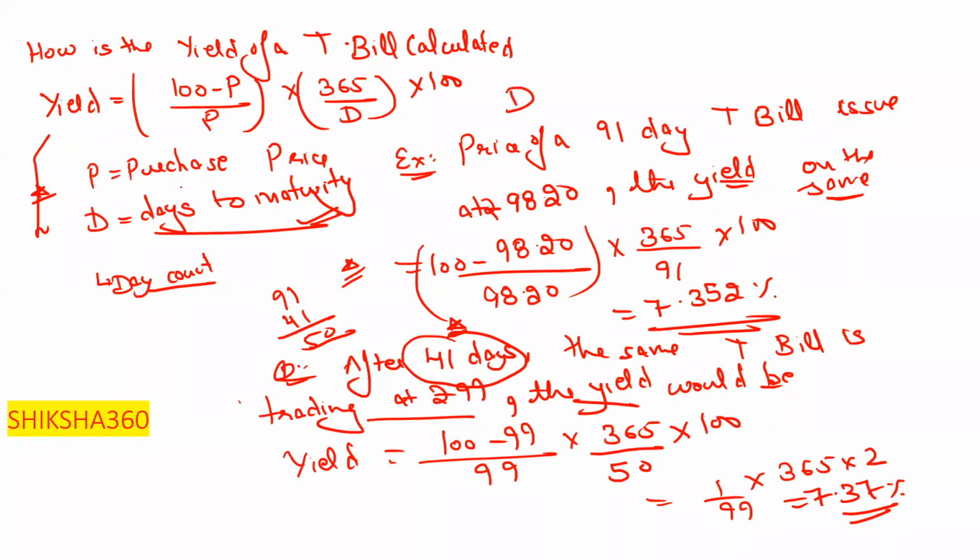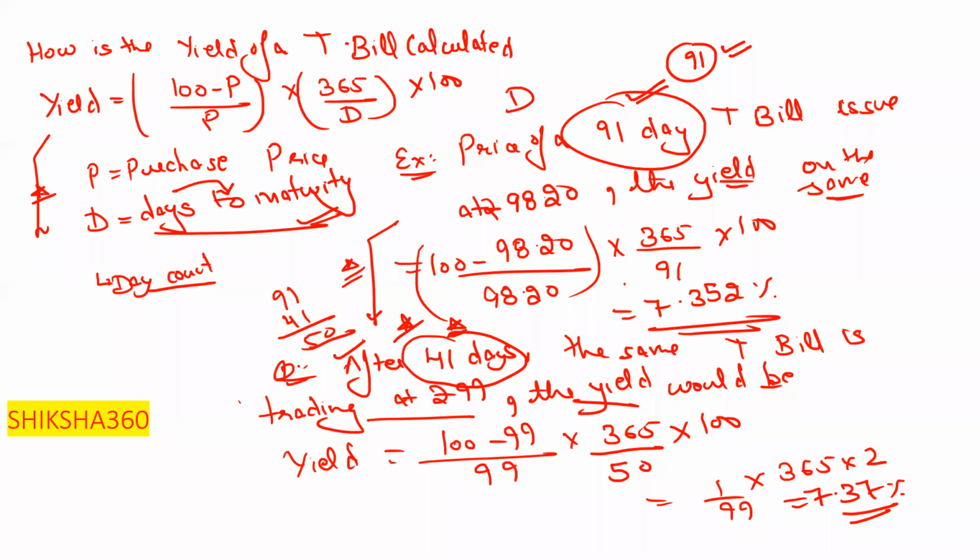Please remember what D is: days to maturity. In the first question, they ask to calculate the yield of a 91-day treasury bill, so we take the total 91 days. In the next question, they say that after 41 days, the same treasury bill is trading at rupees 99.